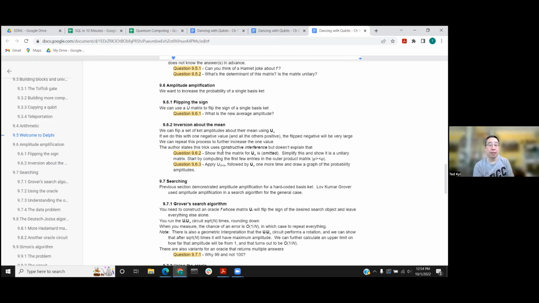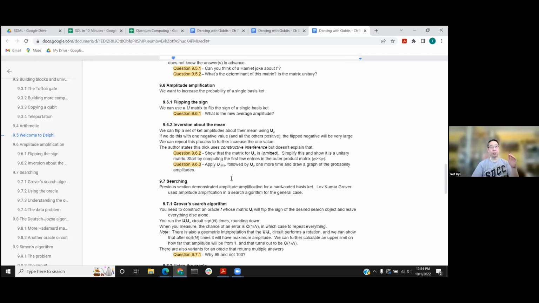So the author states that this trick uses constructive interference, but doesn't really explain that. I read a little bit more. I have a little bit of intuition about that, but I don't know if I can necessarily explain it. So let me just pause here and see if you guys have any questions, any comments about these 2 operations, flipping the sign and then doing this inversion about the mean.